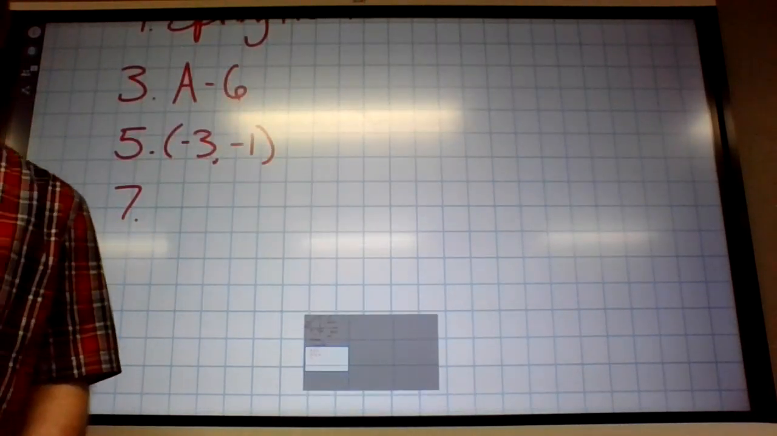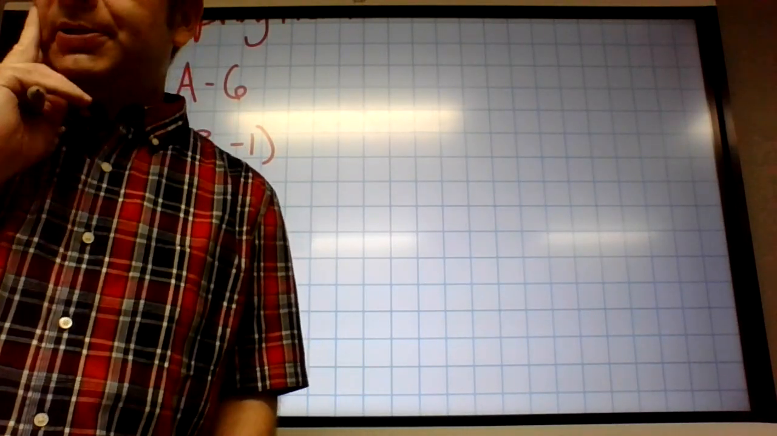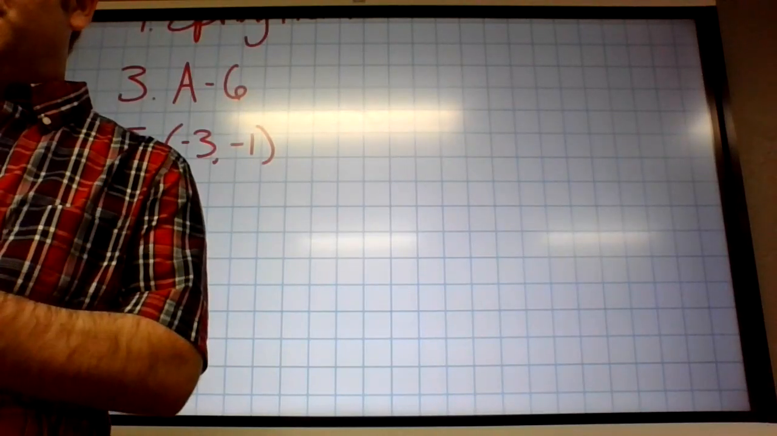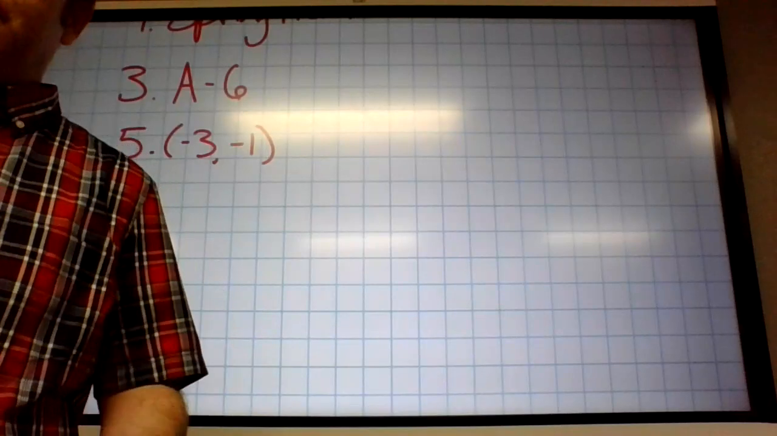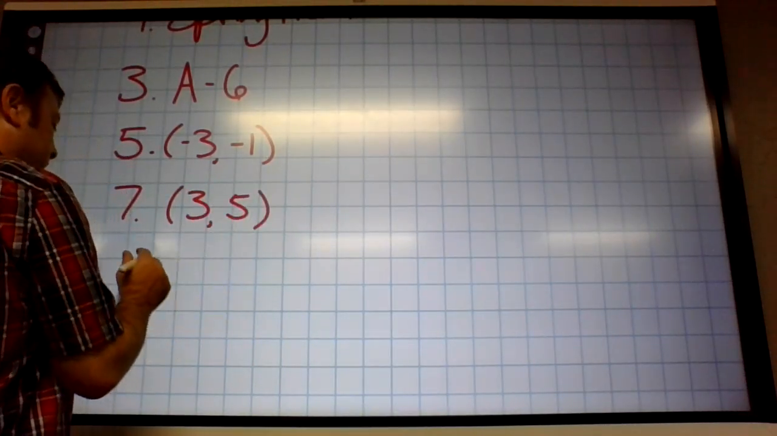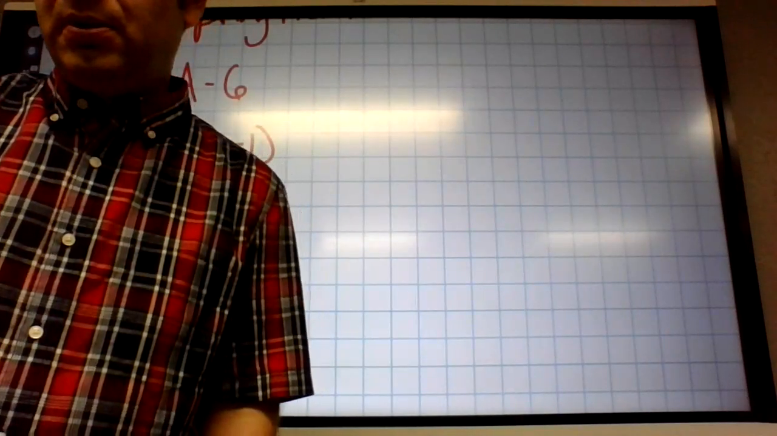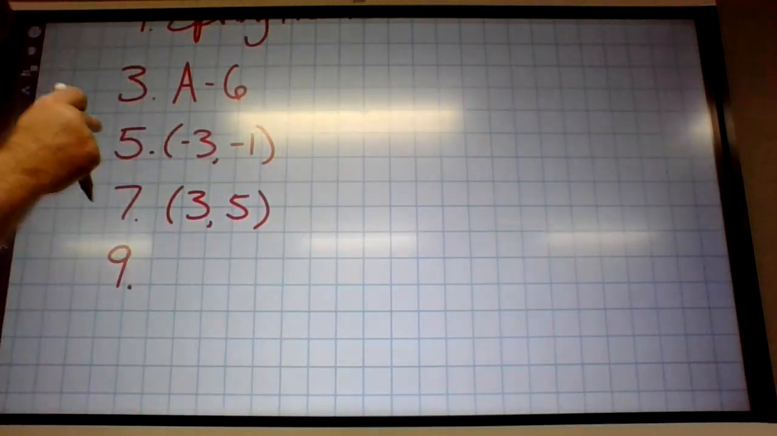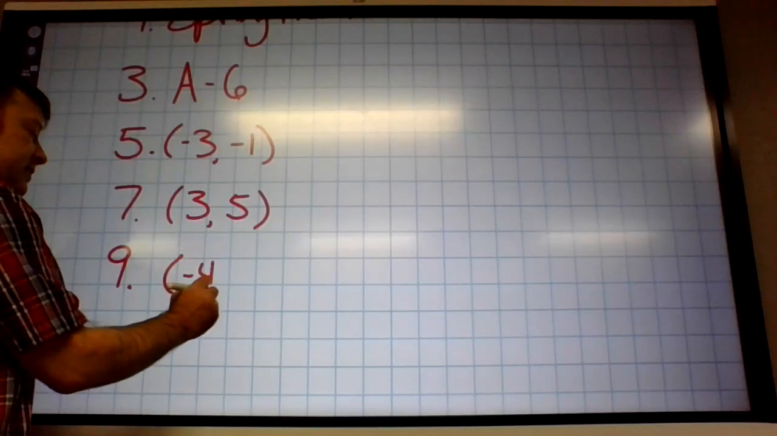Let's go this way. So Austin, number 7, where is C at? 3, 5. Yes. So for the graphs, a little bit of help here, it goes 6 out. So it goes 6 to the right, 6 to the left, 6 up, 6 down. Anyway, it's 3, 5. Number 9, Keegan, where's E at? E is -4, 1. Yep. 4 to the left, and then 1 up.